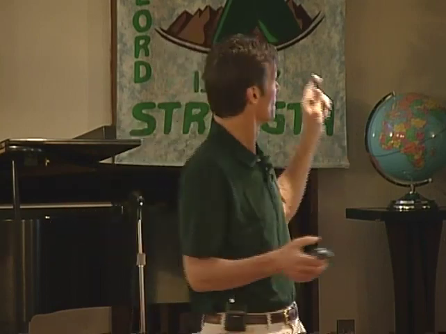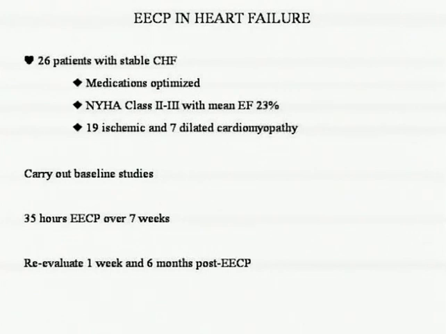Well, what's going to happen in people with frank congestive heart failure, whose hearts are stiff and punk and you're short of breath and you require diuretic therapy, etc.? 26 patients with stable heart failure, meds optimized. Their ejection fraction's 23%. That's pretty bad. 50% is normal. 9 had ischemic cardiomyopathy, multivessel coronary disease with prior heart attacks. 7 had non-coronary cardiomyopathies, just a muscular problem. The arteries were fine, the heart was punk.